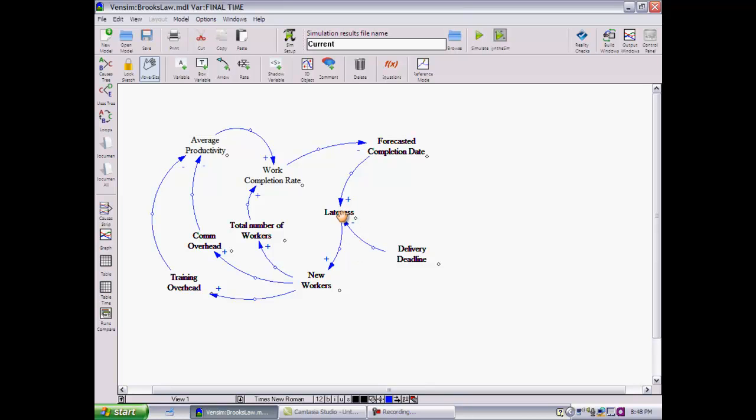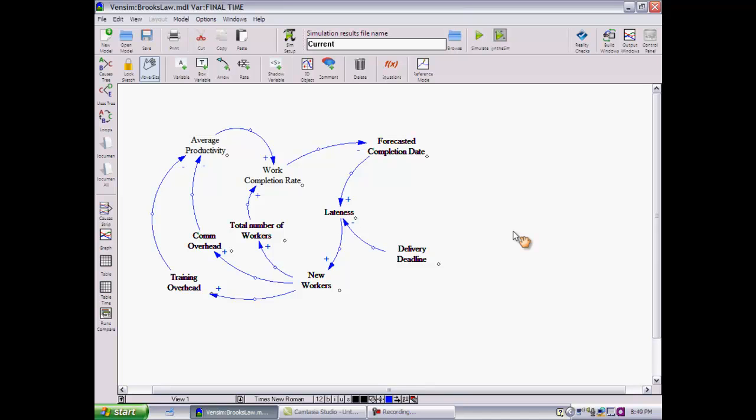Now, look at two additional feedback loops that have just arisen because of the enhancement to the structure. Let's start from lateness again. Lateness, new workers, communication overhead, average productivity, work completion rate, forecasted completion date, back to lateness. So that's another feedback loop. Is that a positive or a negative feedback loop? Let's look at the link polarities. Plus, plus, minus, plus, minus, plus. If you multiply those polarities together, I think you have 1, 2, 3, 4 pluses and 2 minuses.